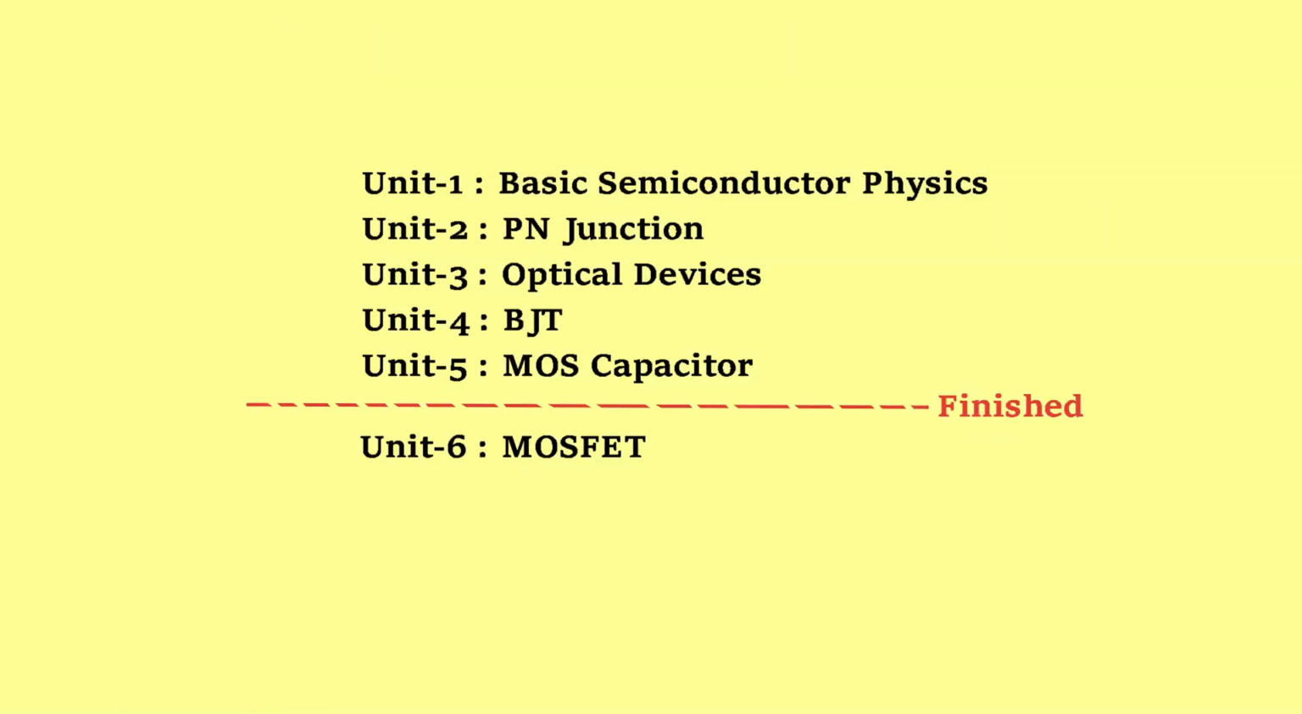Our fifth unit, MOS capacitor, is completed here. Next unit is MOSFET. However, you should not go to the next unit unless and until all concepts of this unit are clear to you.